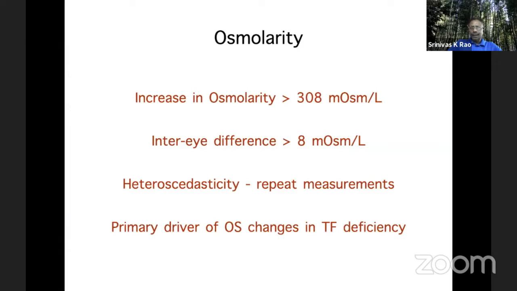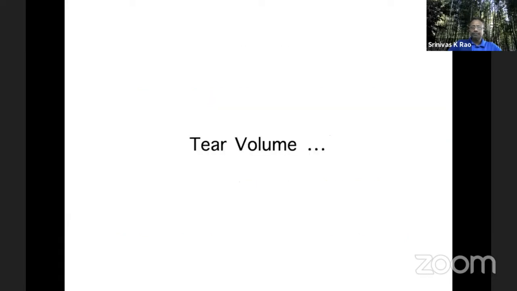Hyperosmolarity is the other chief trigger. You have to use a device for this, which most people don't have access to, the TearLab device. If you put a sample of tears in it, and if the osmolarity goes up beyond 308, it is considered to be hyperosmolar. Or you look at a difference of more than 8 between the two eyes.